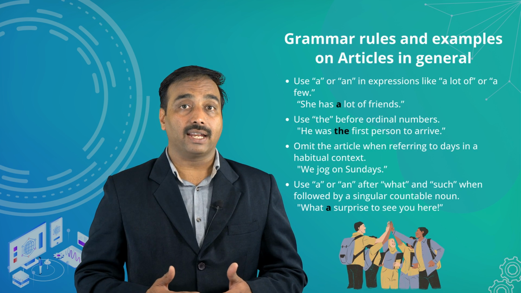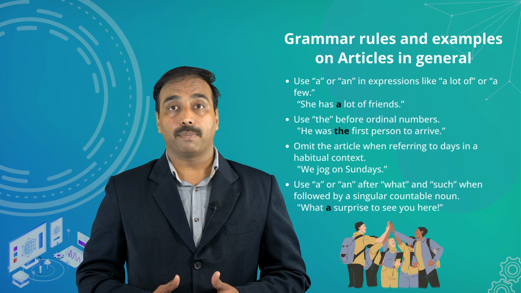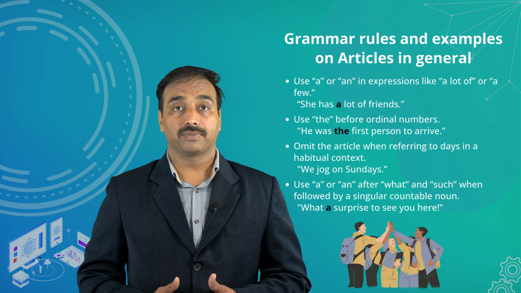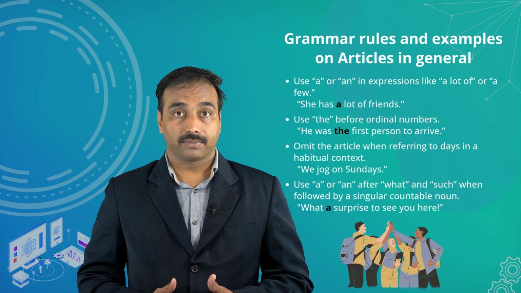Use a or an in expressions like a lot of or a few. For example, she has a lot of friends. Here, a indicates a large non-specific quantity.